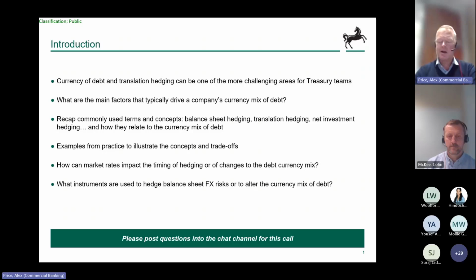And we'll look at a few client examples, where clients are using balance sheet hedging or translation hedging or net investment hedging in terms of managing some of those risks and complexities. We'll also look at some common instruments that are employed by companies to hedge balance sheet or FX risk that arises from currency mix of debt.